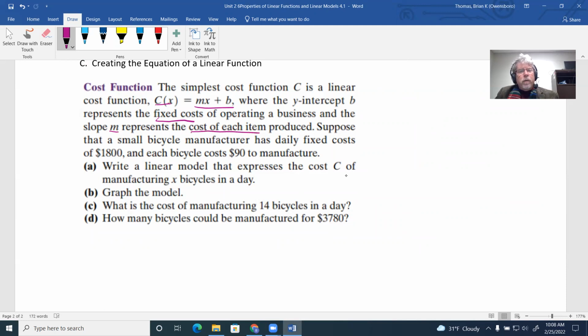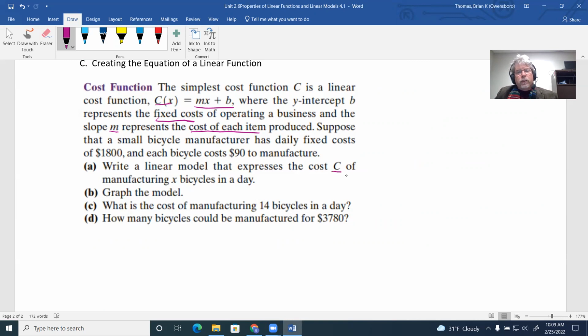So suppose that a small bicycle manufacturer has a daily fixed cost of $1,800 and each bike costs $90 to manufacture. Write a linear model that represents the cost of manufacturing bicycles each day.